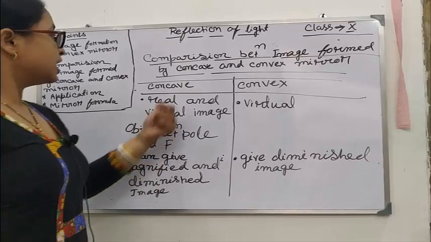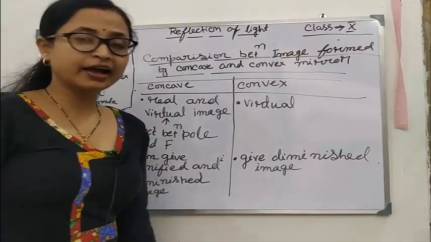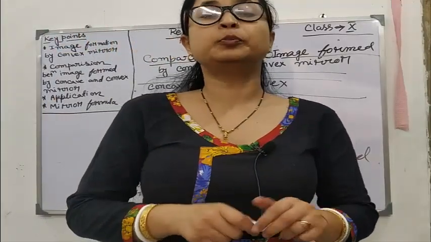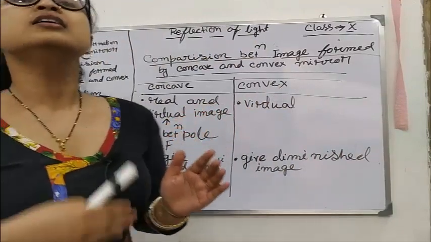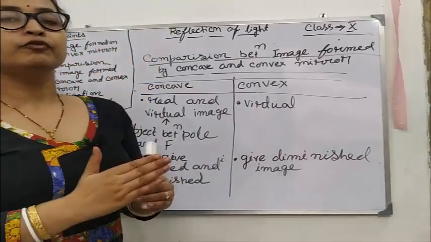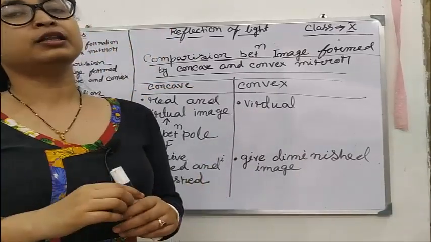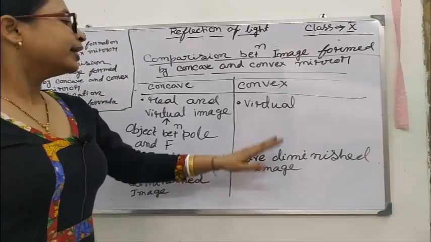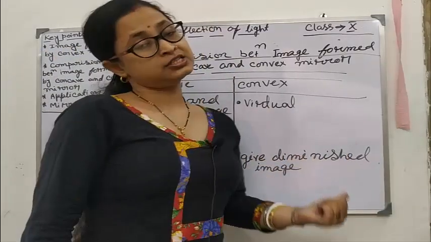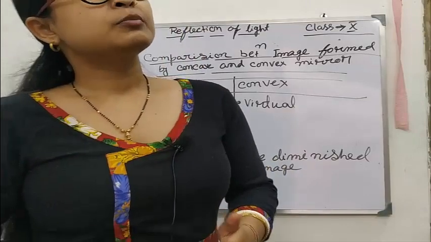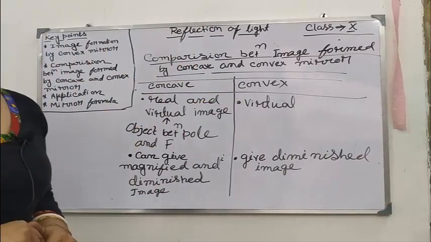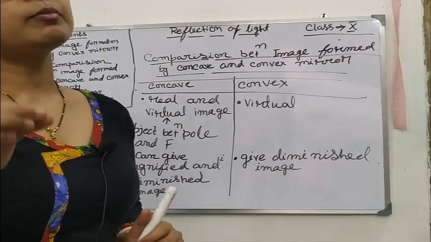Next comparison is concave mirror can give magnified as well as diminished image. You learn that whenever we place the object close to the concave mirror, then the size of the image increases. That means it will be magnified, and if we move the object away from the mirror, then its size will decrease. But irrespective of the position of object, convex mirror always gives diminished image. That means the size of the image is always less than the size of the object. So these are the comparisons between image formed by concave and convex mirror.